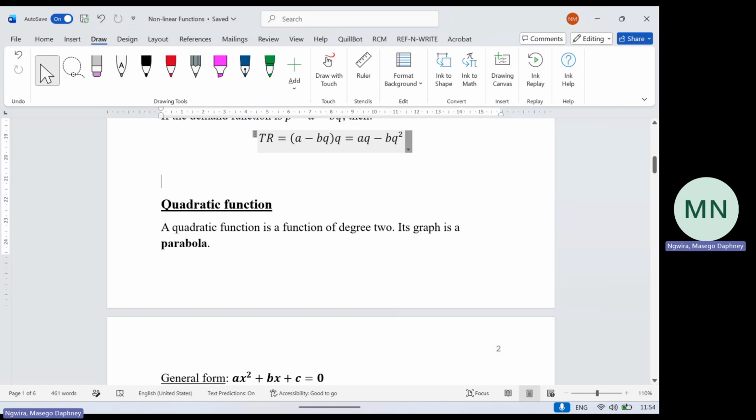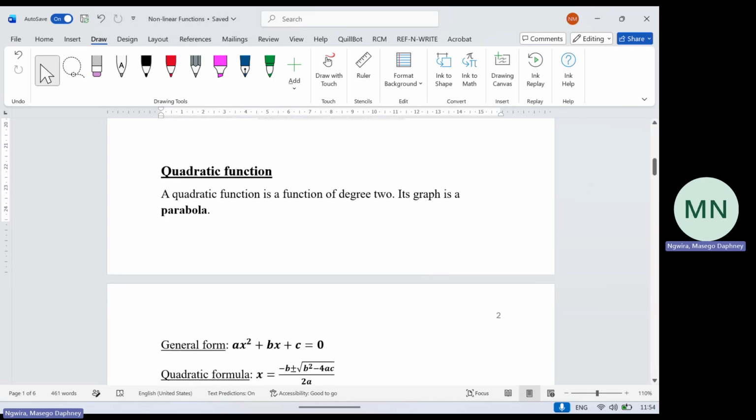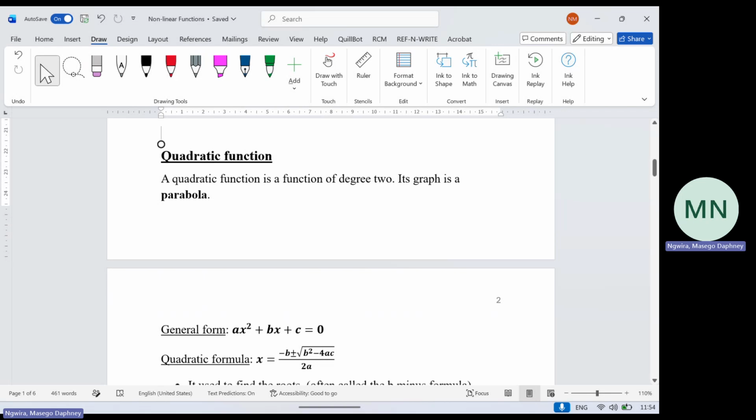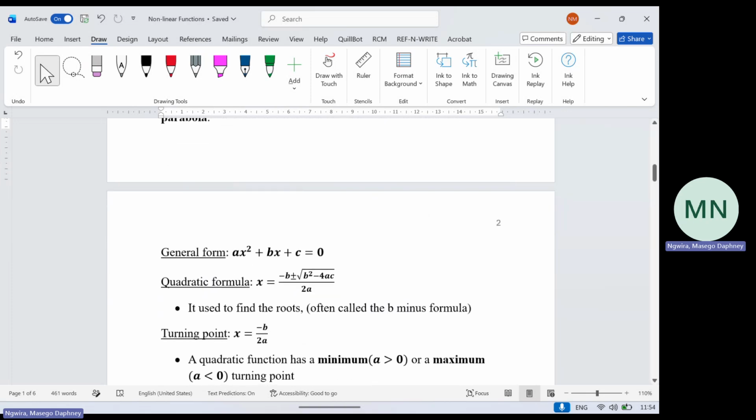So let's start with quadratic. Before we can do anything, let's start with the background of quadratic functions. A quadratic function is a function of degree 2, and its graph is called a parabola. When we talk about degree 2, we're talking about this square. If it's linear, your variable x doesn't have a square, it's just x. So the highest exponent of a variable in your function is to the power of 2.